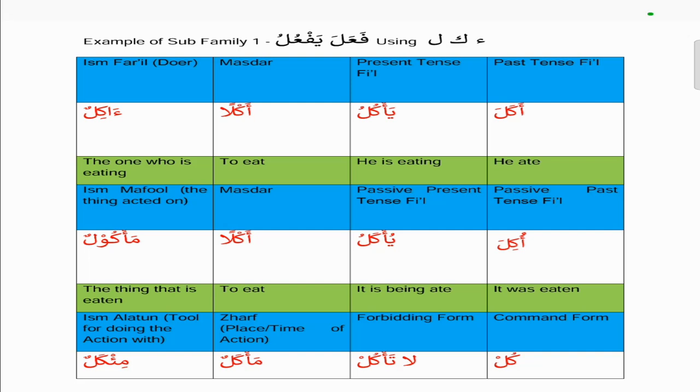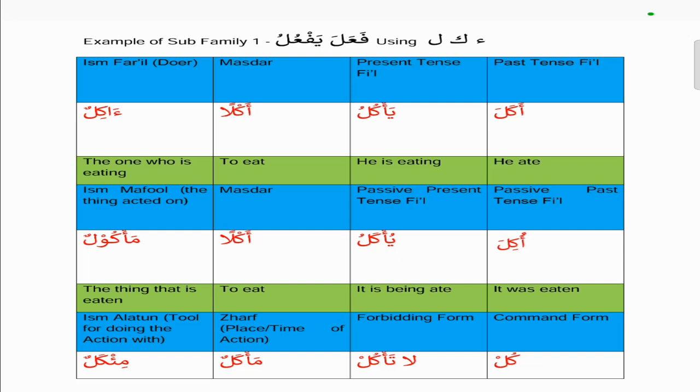And the masdar is aklan. So if you look in the subfamilies, the small families, you have to look the masdar up. So the masdar is aklan if you look it up in the dictionary, which means to eat. And the isme fa'il is akilun. So if you remember, normally it's fa'ilun. So the hamza meets the alif, so it becomes akilun, so the one who is eating.